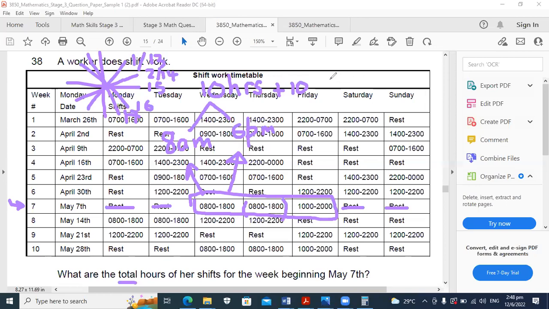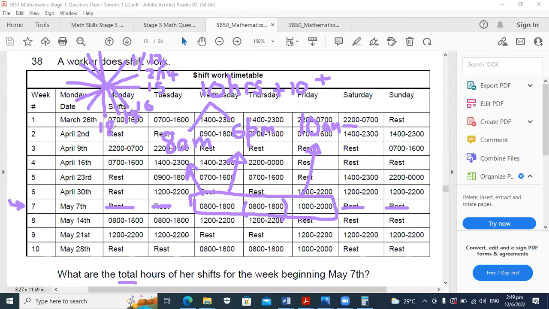But on Friday, she starts work at 10 a.m. in the morning. And what is 2000 hours? That's in the PM. So 18 is 6 o'clock, not true? 10 p.m.? Oh man. Sir, 8.